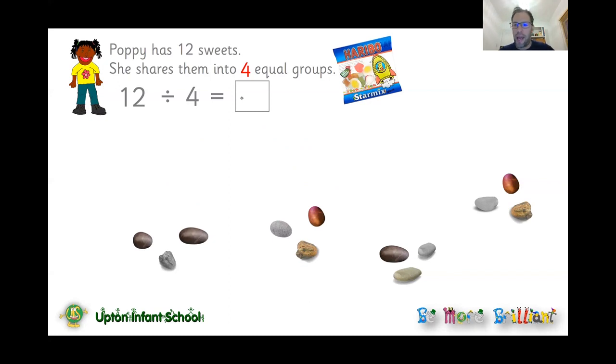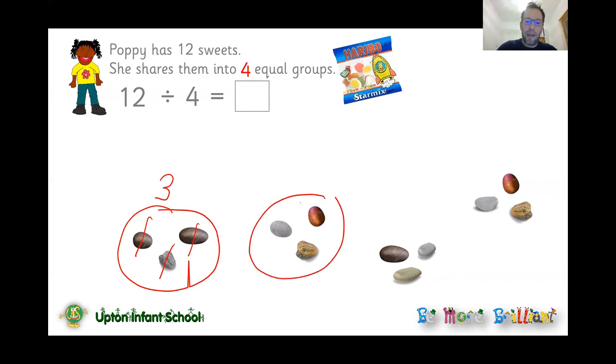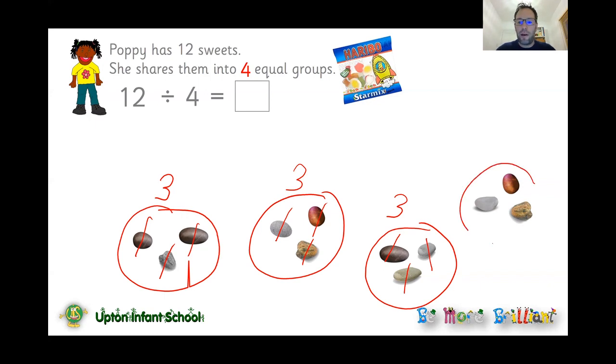Okay, let's check those groups. So here's my first group. In that group, I have got 1, 2, 3 pebbles. Here's my second group. In that group, I have got 1, 2, 3 pebbles. Here's my next group. I have got 1, 2, 3 pebbles. And in this group, I have got 1, 2, 3 pebbles. So I'm quite happy I've got equal groups because they've all got the same in them.